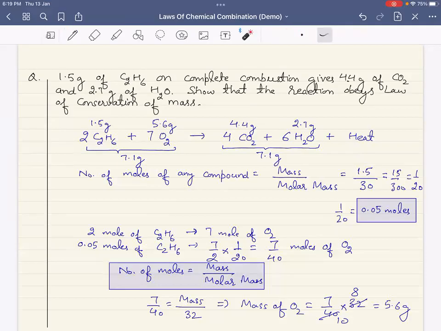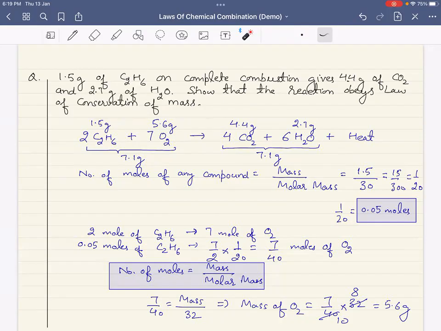So we can say that the sum of the mass of the reactants is equal to the sum of the mass of the products. So that's what we need to show, that the reaction obeys the law of conservation of mass. The law of conservation of mass says that the sum of the mass of reactants is equal to the sum of the mass of the products. So here we have the sum of the mass of reactants, that is 7.1 gram, and the sum of the mass of the products, that is 7.1 gram. So we can say that this obeys the law of conservation of mass.